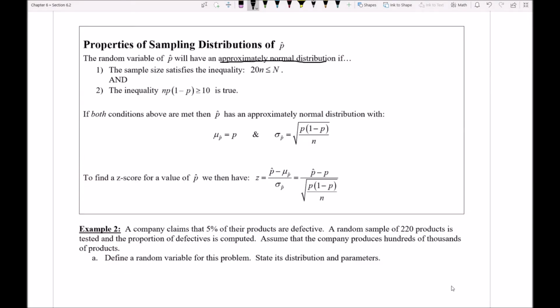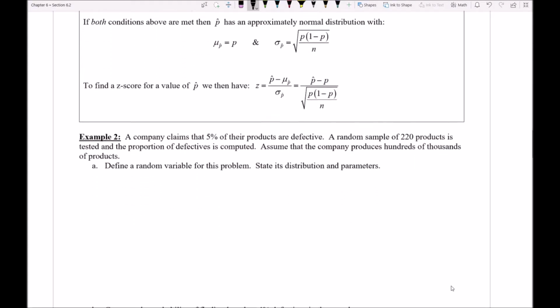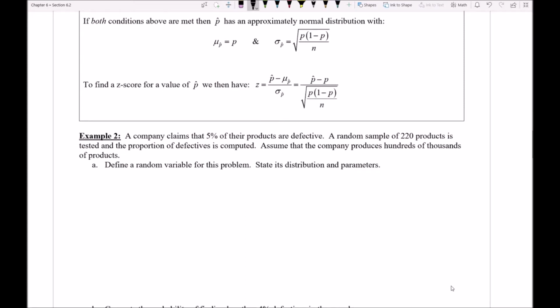Now what we're going to do is see how this stuff applies as we look at example number 2. All right, let's take a look at what we have. Suppose that a company claims that 5% of all of their products are defective. Before I go any further, I should immediately highlight that this 5% of all the products made by this company being defective gives me a value of p. It's like how in the last video we said 25% of all cards in the deck were hearts. So this is an overall population percentage.